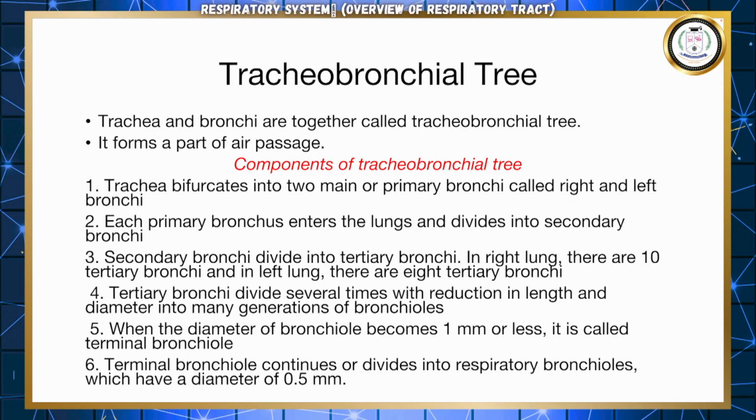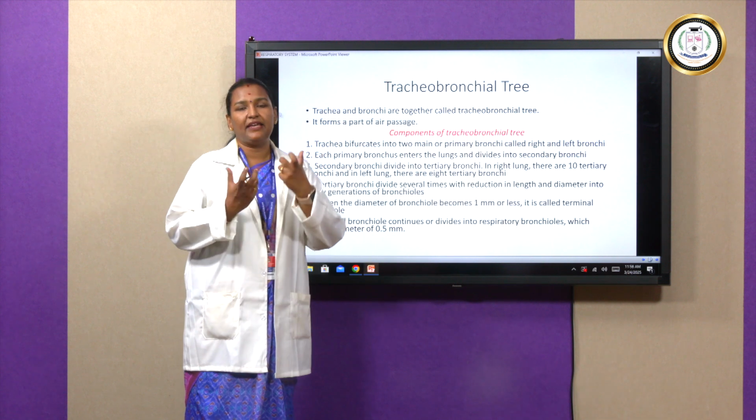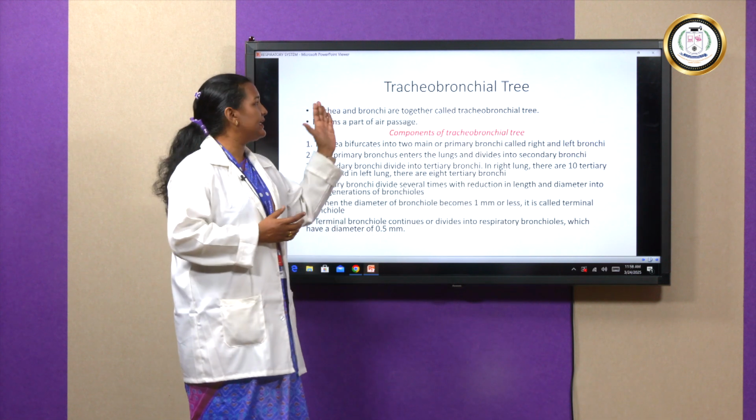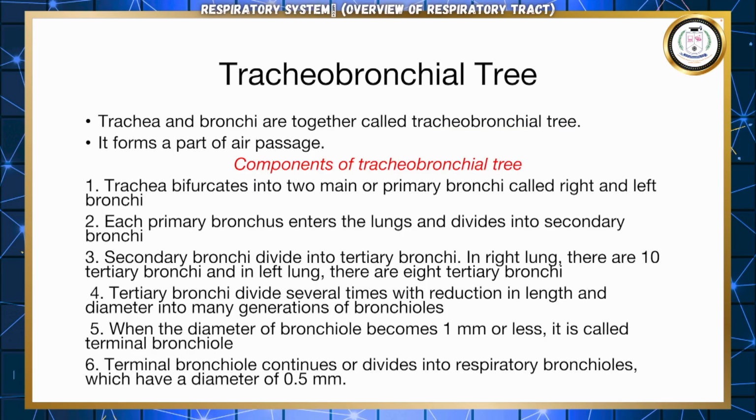Next, moving on to the tracheobronchial tree. The tracheobronchial tree forms a major component of your respiratory zone as well. As from the name itself, we can find out the tracheobronchial tree is made up of the trachea and the bronchi together. It forms a major part of the air passage. The various components of the tracheobronchial tree are listed below.